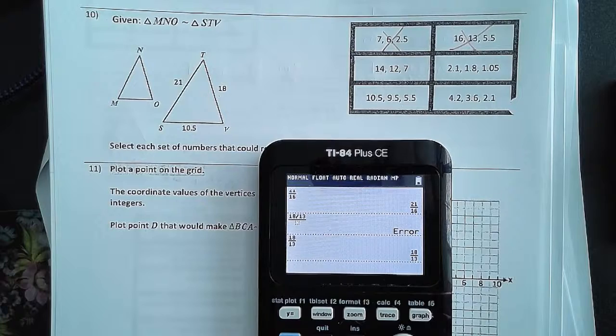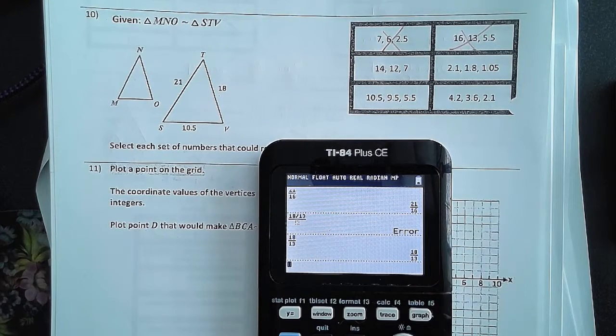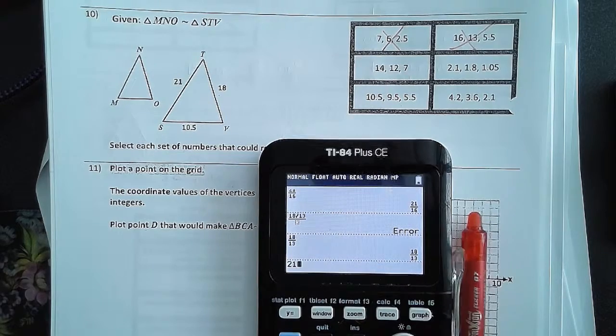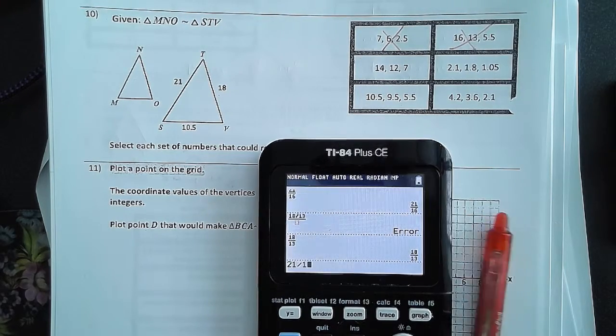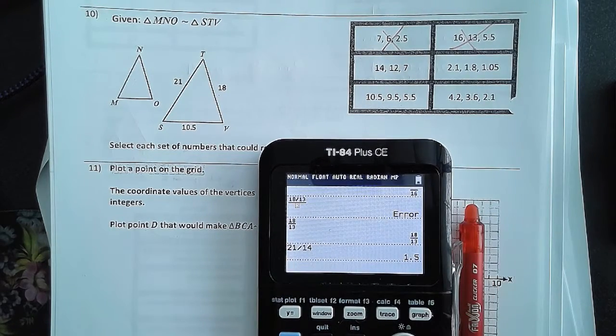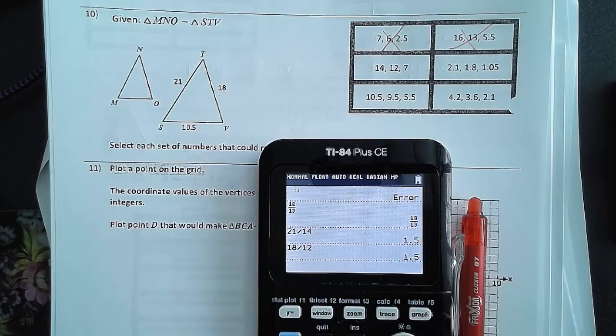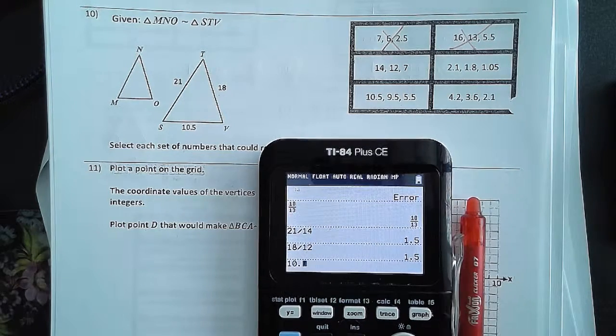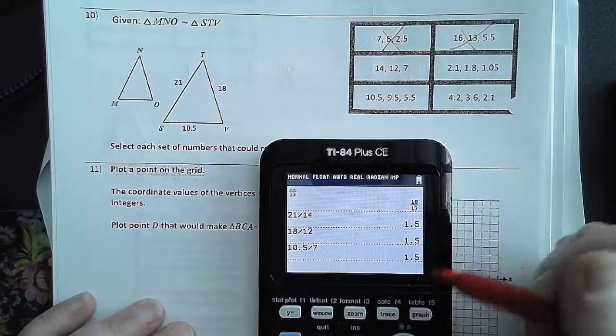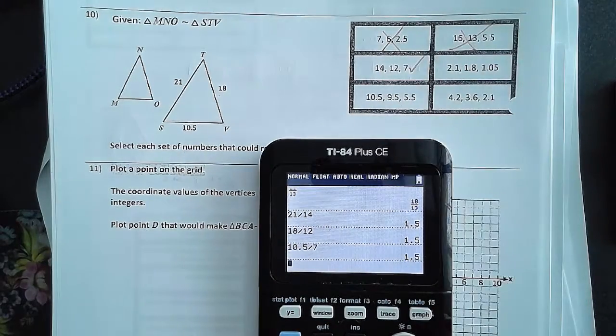So we don't even have to do alpha y equals. Let's just do 21 divided by 14, right? That's 1.5. Then 18 divided by 12 is 1.5. And then I'm going to do 10.5 divided by 7. Since these ratios are all the same, this one works. So let's try the next ones.